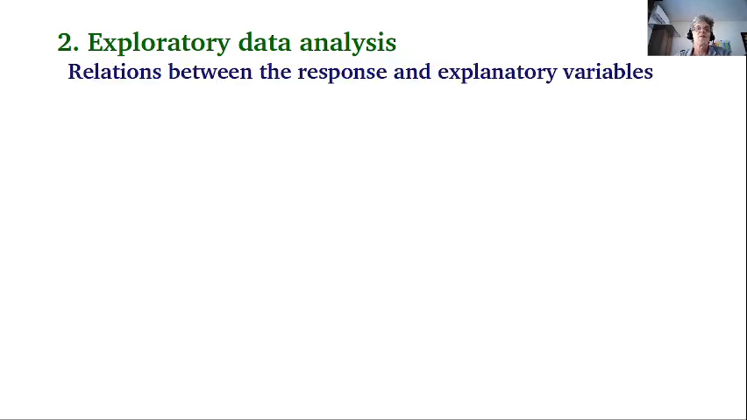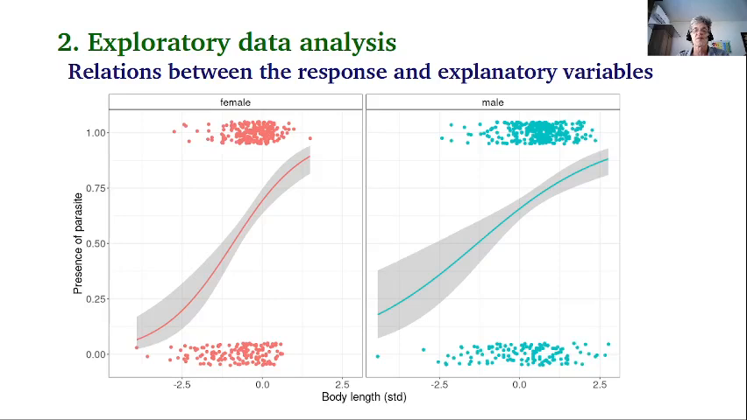In the exploratory data analysis, we explore the relationship between the response and explanatory variables overall, and here I standardized the body size in order to have a 0 mean and unit standard deviation. So 0 here corresponds to the average body mass for females and for males, and so we see that there is indeed a relationship as depicted by these fitted GLMs, with a different relationship for males and females.